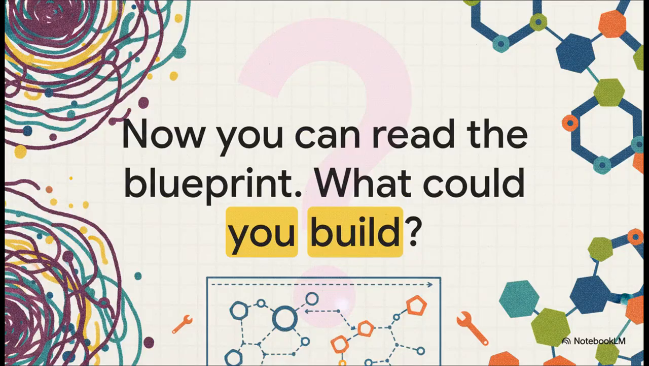So there you have it. We've gone from what looked like molecular chaos to a clear architectural system. We've learned that every organic compound is just a combination of a foundational skeleton and some modular accessories. You now have the key to reading the blueprint of nearly any organic molecule. So the only question left is, what could you build?